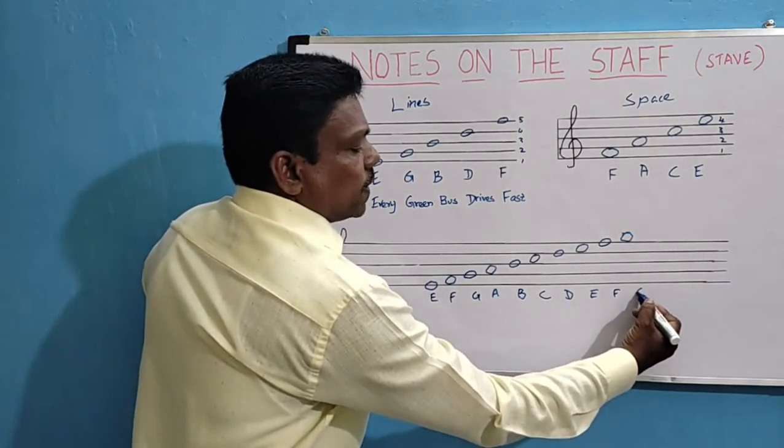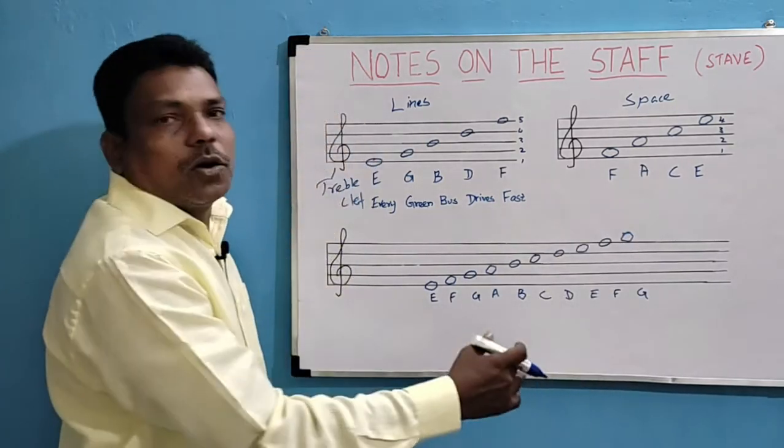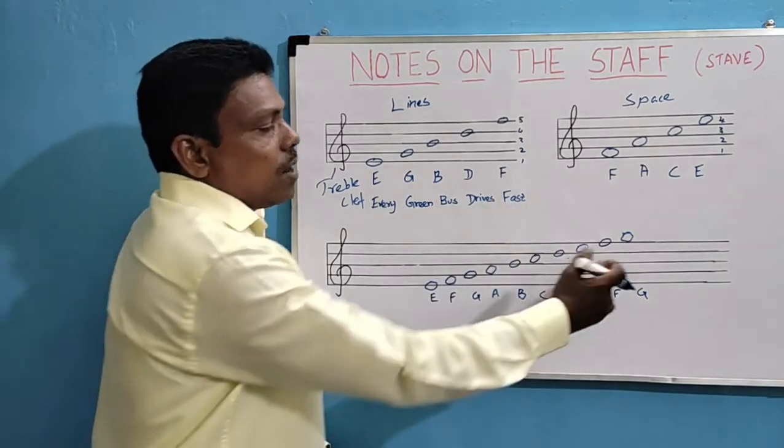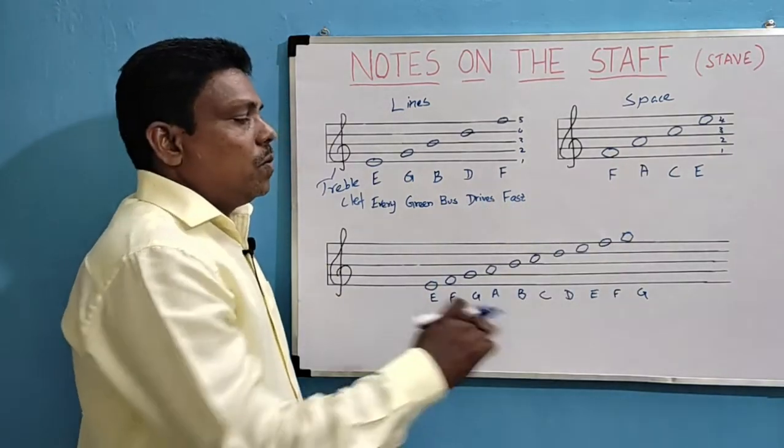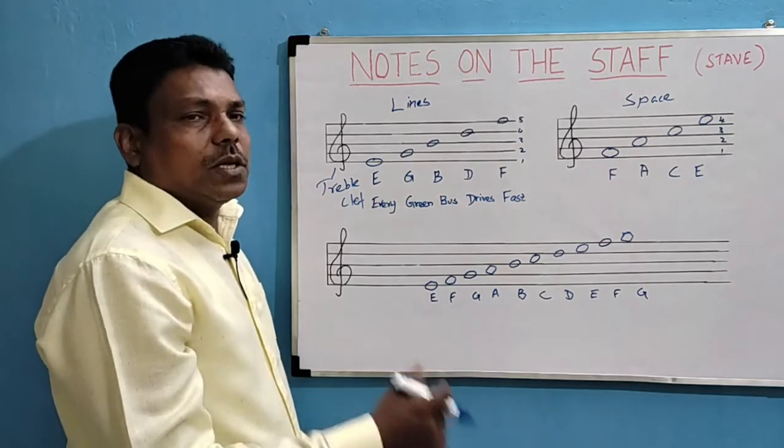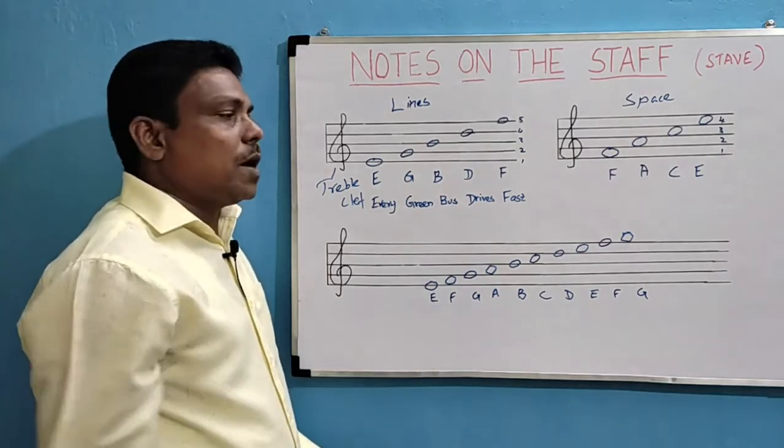Okay, it came above the stave line. It will be called just above the stave line. Now G is on the space. What is the next note after G? The musical note is A. So A should come on the line.